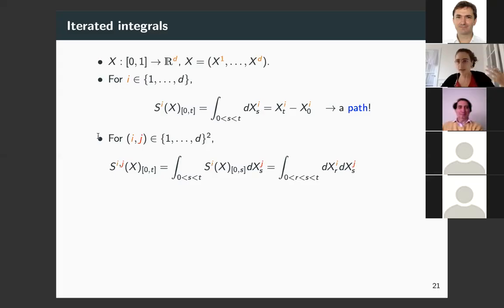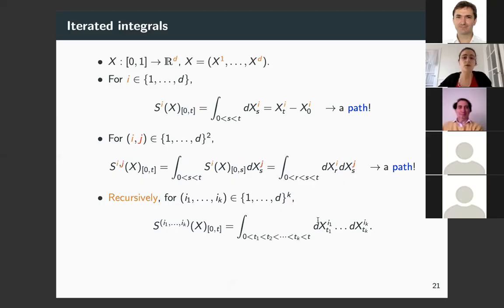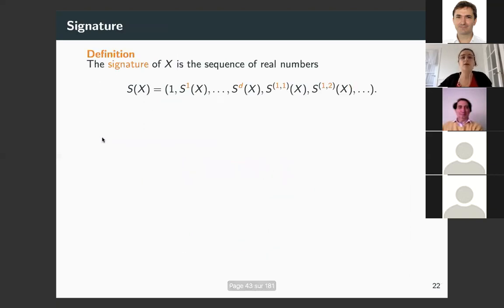And I can again iterate. So this is again a path because I integrate here on [0,t]. And if I iterate recursively, I get, for any set of indices of length k, the signature coefficient along I1 up to Ik. And so what I call the signature will be an infinite vector with all these coefficients stacked.